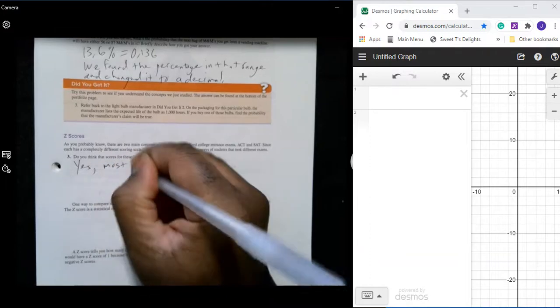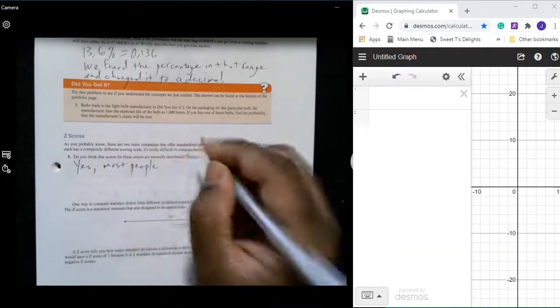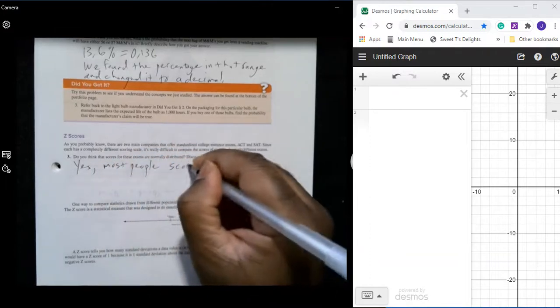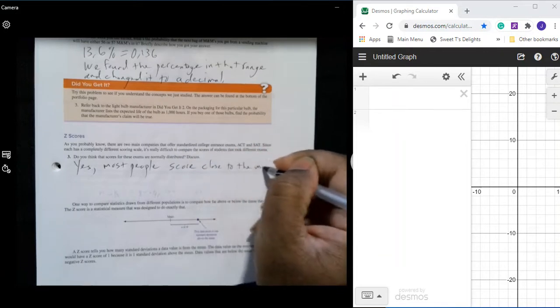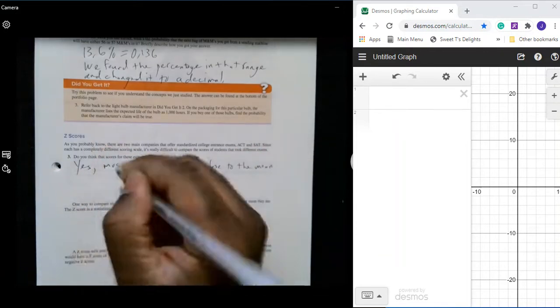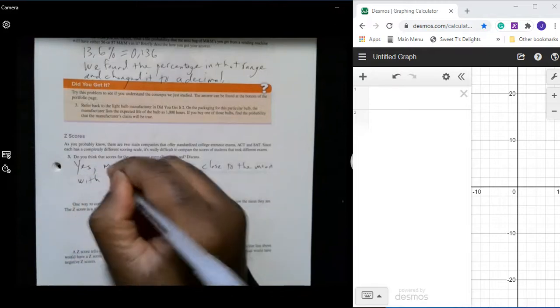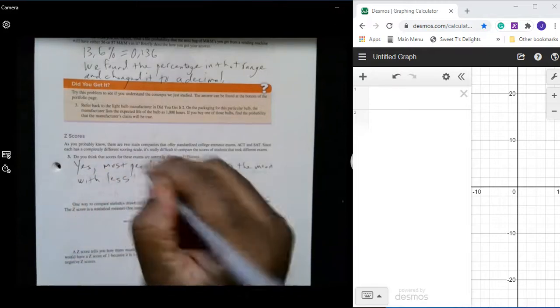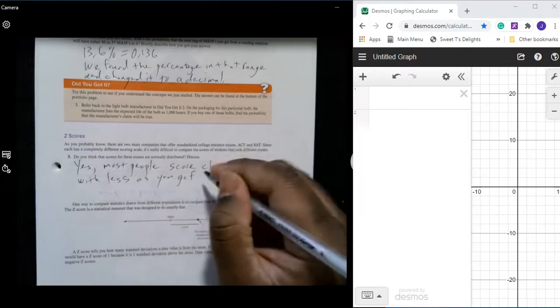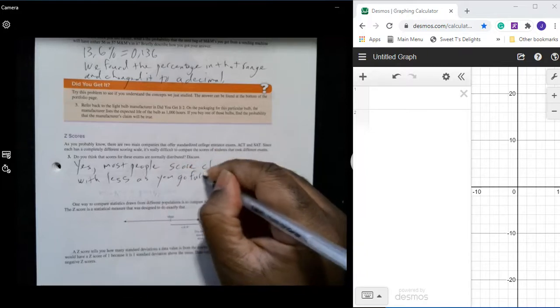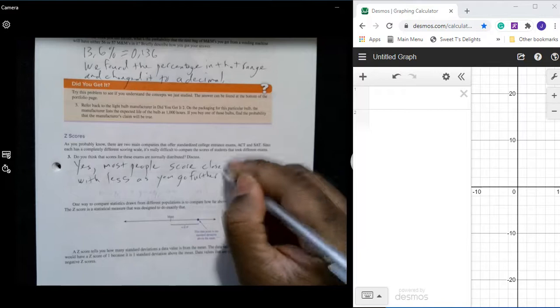because most people score close to the mean with less as you go further from the mean.